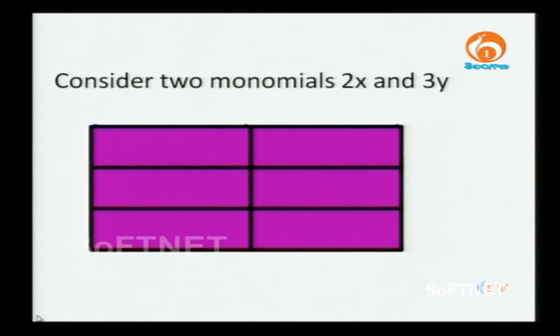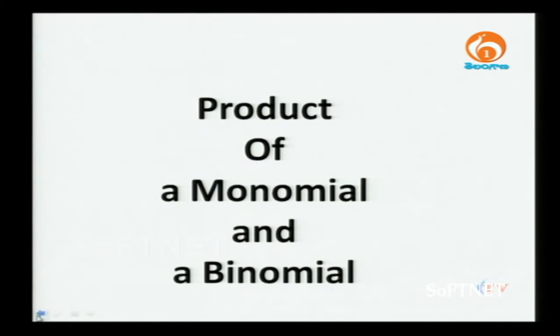Now, what happened here? Say we can observe that x length and y width, one rectangle is formed whose area is xy. Like that, how many rectangles are there you count? You can observe that there are 6 rectangles formed. So, it is 6xy. So, we can observe that the product of the two monomials 2x into 3y is equal to 6xy. Now, let us go for the product of a monomial and a binomial.